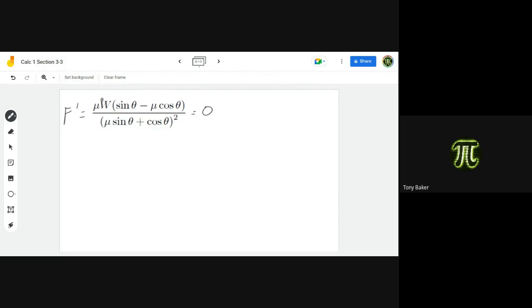Now, this is a constant, right? Those are going to be given to us. The coefficient of friction should not be 0. The weight should not be 0. If they are, then there's no point in doing this problem. So the only thing I have to worry about is really what's inside this parenthesis here. So I'm just looking at sine of theta minus mu cosine of theta equals 0.